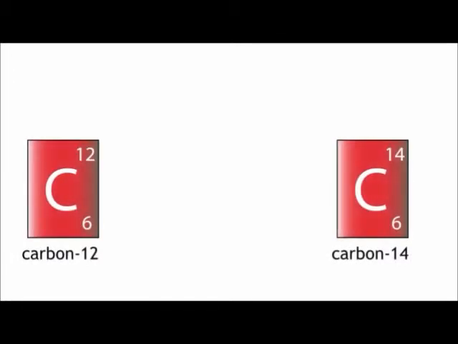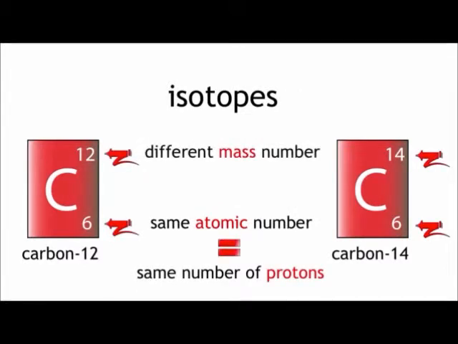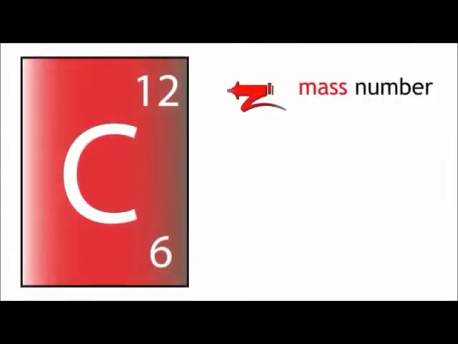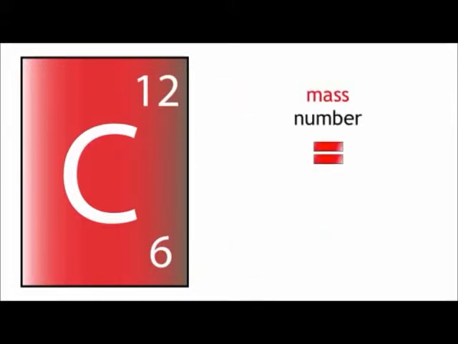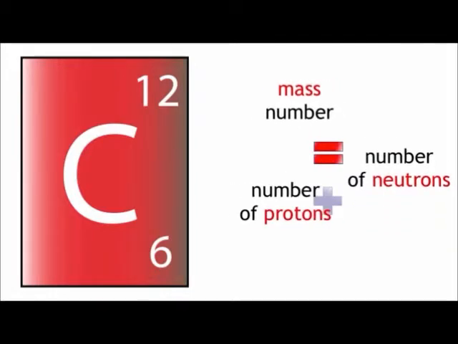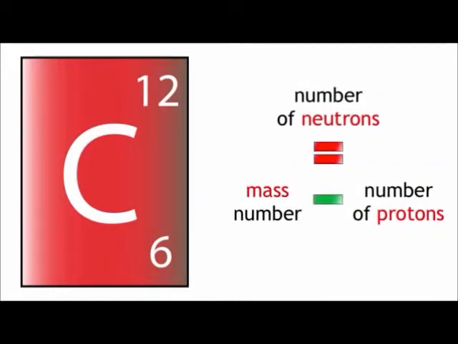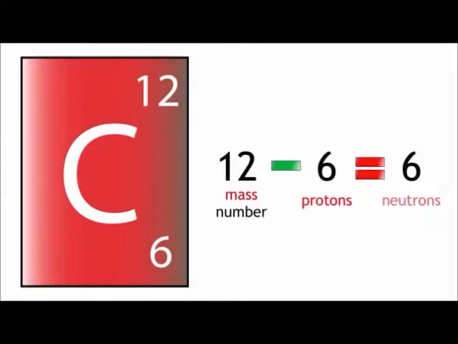What about carbon-12 and carbon-14? Both carbon-12 and carbon-14 have the same atomic number, which means they have the same number of protons, but they have different masses. Carbon-12 has a mass of 12 and 6 protons. Remember, mass number equals protons plus neutrons. So we can rearrange this formula to give us neutrons equals mass number minus protons. 12 minus 6 equals 6. Therefore, it has 6 neutrons.